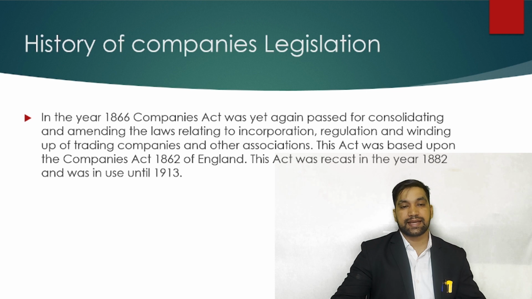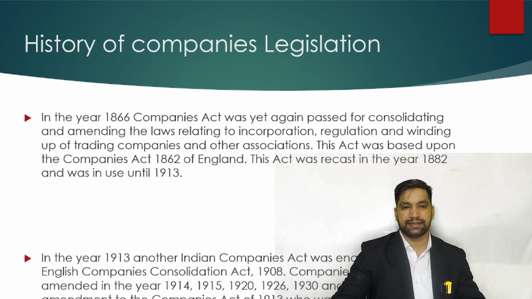So in the year 1866, the Companies Act was yet again passed for consolidating and amending the laws related to incorporation, regulation, winding up and trading companies and other associations. This act was based upon the Companies Act 1862 of England, and this act was recast in the year 1882 and was in use until 1930.